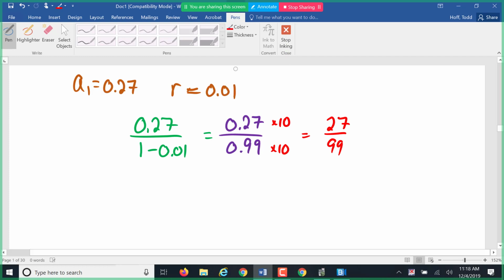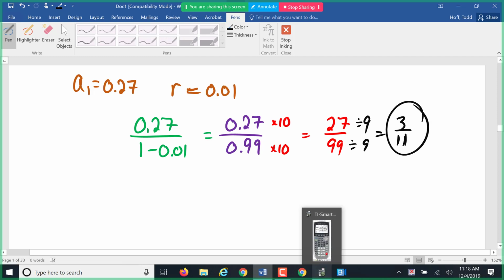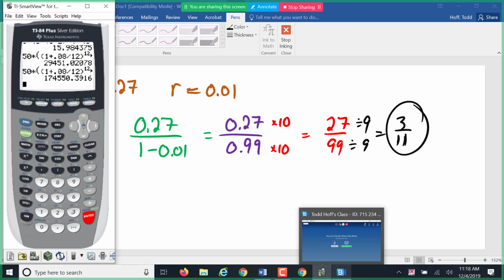Now I can divide by 3, because both of those reduce by 3. Actually, I can divide by 9, because both of them divide by 9, to give me 3/11ths. That fraction, 3/11ths, is 0.2727. 3 divided by 11 is 0.27272727.